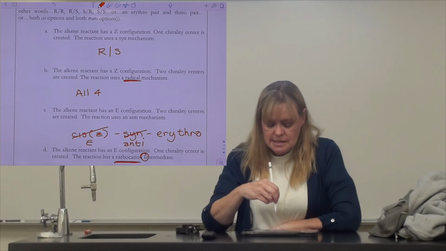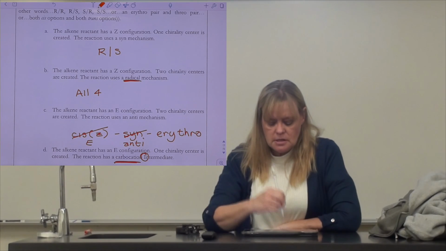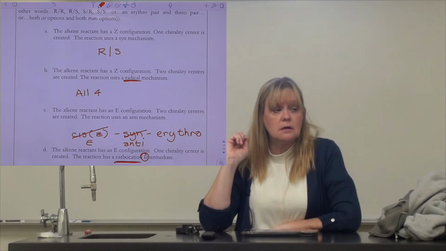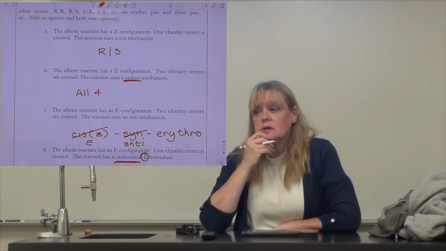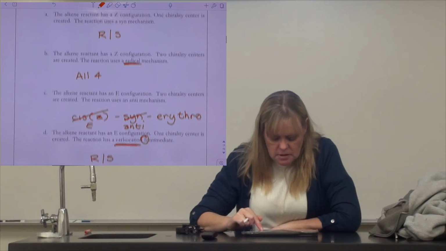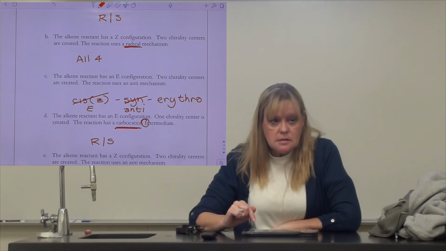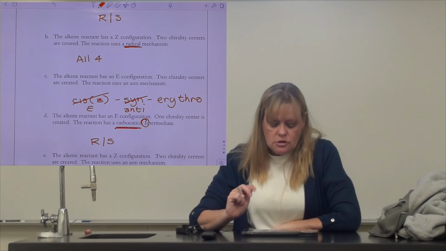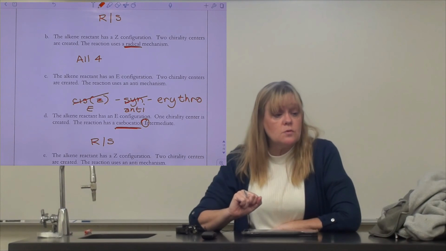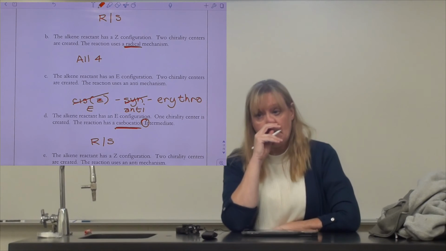The alkene reactant has an E configuration. 1 chirality center is created. The reaction has a carbocation intermediate. What's the stereochemistry going to be? R and S. You have 1 chirality center. You don't even have to worry about the type of mechanism. Okay. The alkene reactant has a Z configuration. 2 chirality centers are created. That's when the mechanism becomes important, and it uses an anti mechanism.